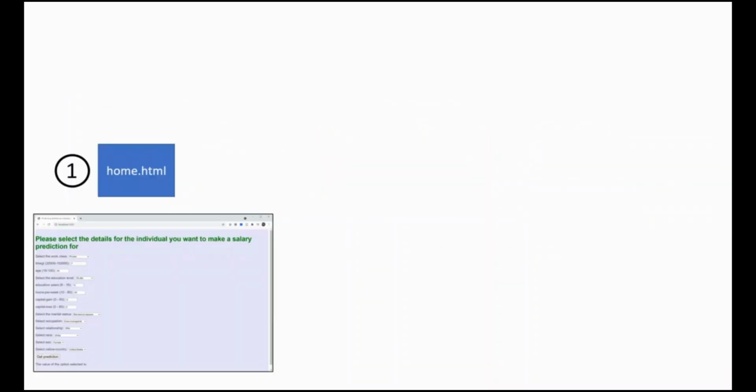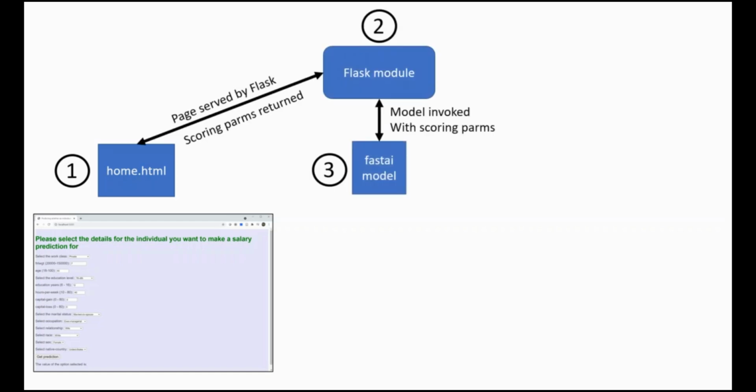Let's go through how the finished deployment is supposed to work. The user goes to the web page home.html, served by the Flask module, and selects the characteristics for the individual they want to get a salary prediction for, including age, education level, occupation, and country. These characteristics get sent to a view function in the Flask module, where they get loaded into a data frame and used to invoke the trained fastai model.